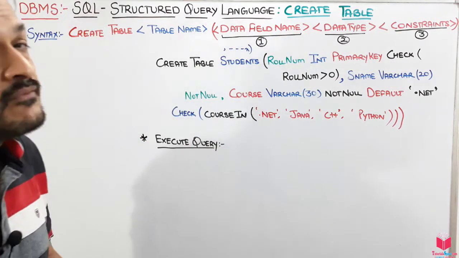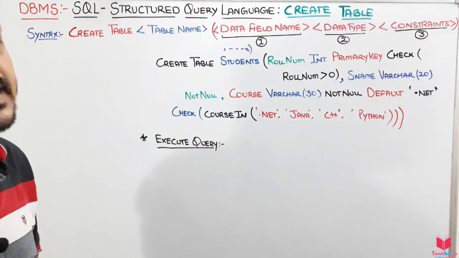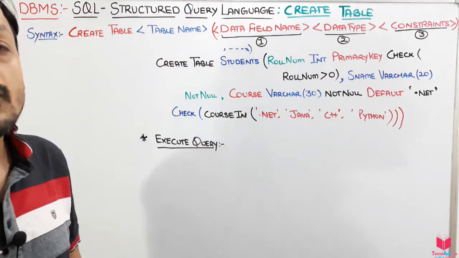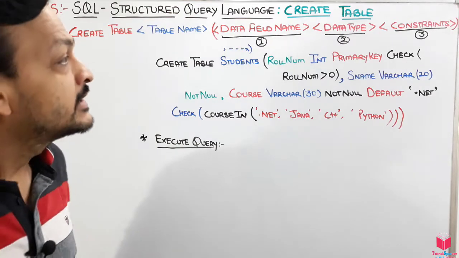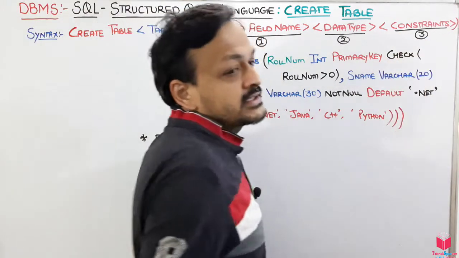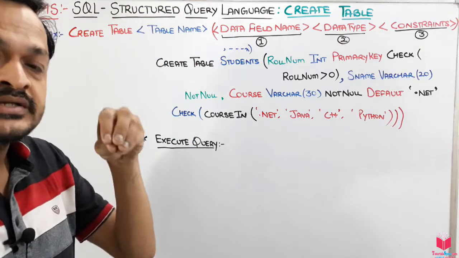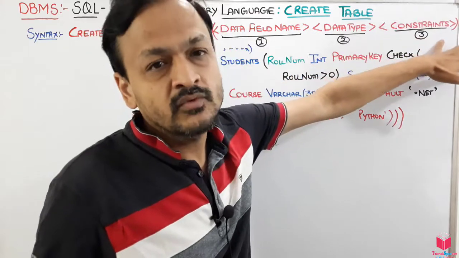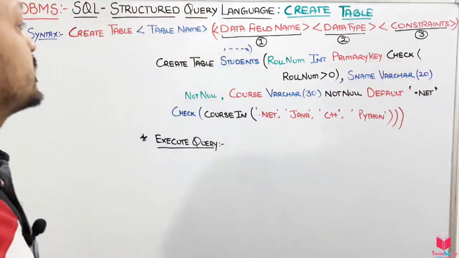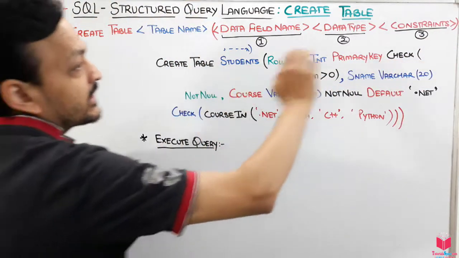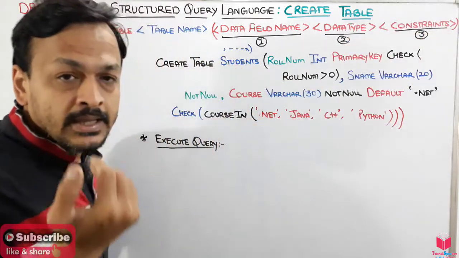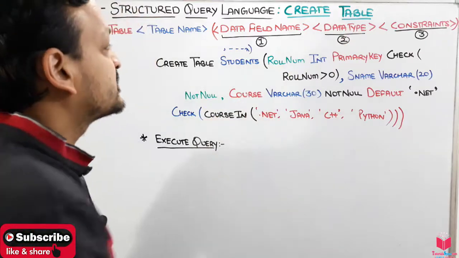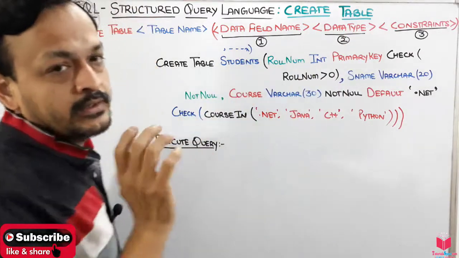What is the field name? Field name is the attribute of that table. Then we have to write the data type of that attribute. Third is constraints, that is, the rules or restrictions on that field are known as constraints. In the same way we can create many fields under that. This will complete your whole query.